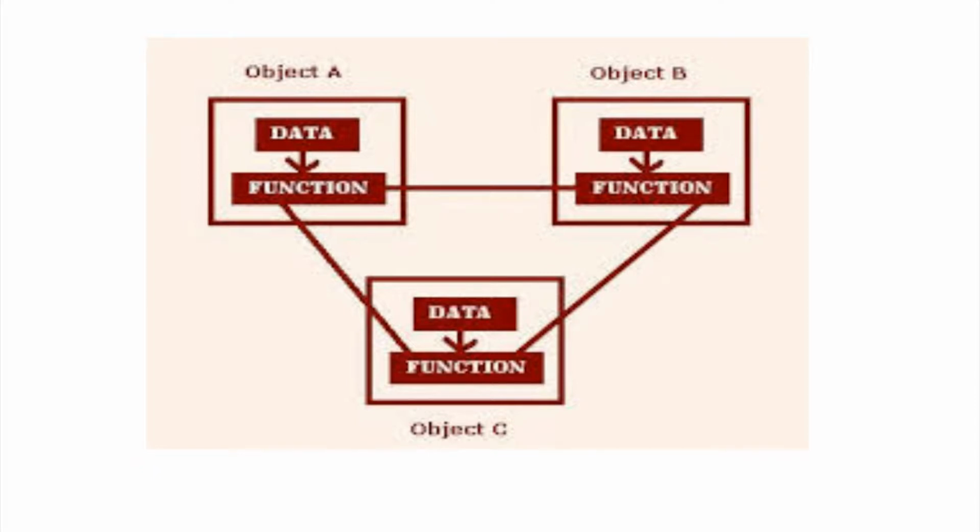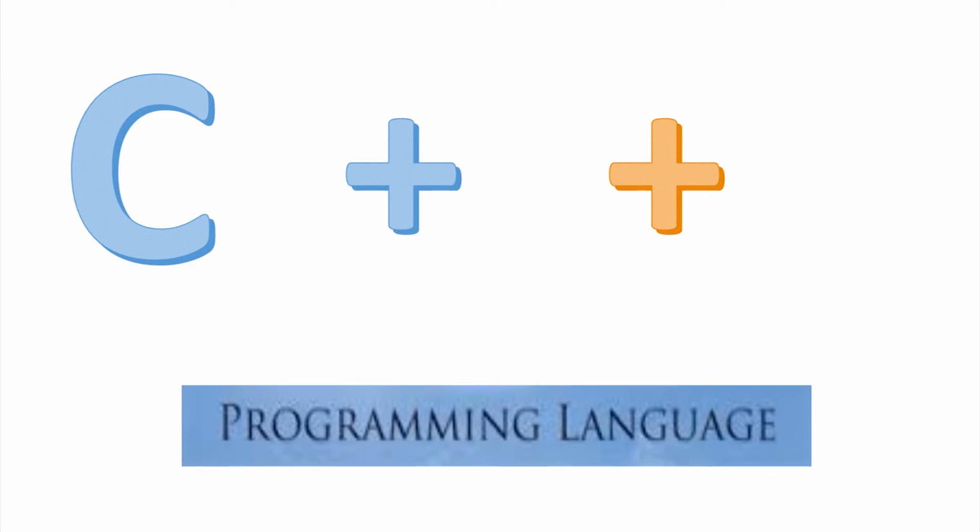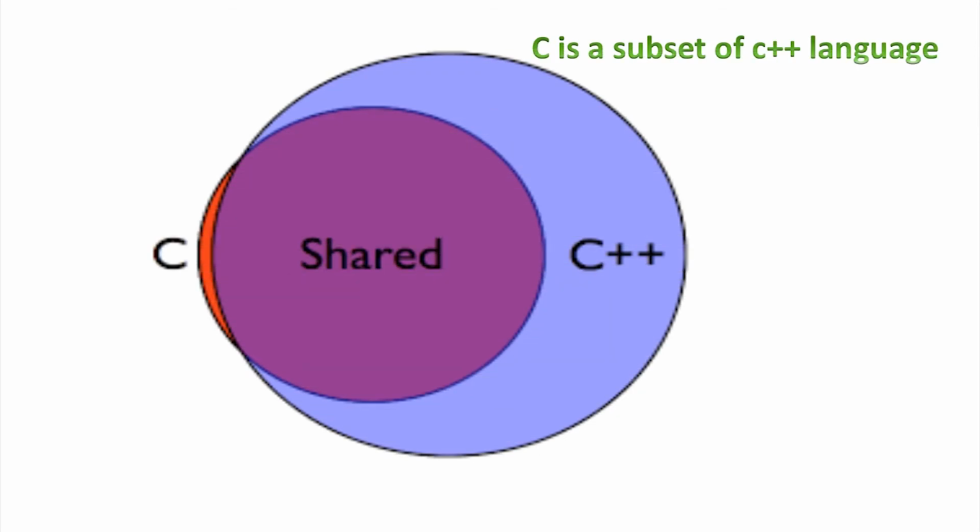The first object-oriented programming language we will study is C++. It directly focuses on objects rather than actions. So C++ is the most popular object-oriented programming language. It is an extension of the C language and has all its features as well. That is why it is called a superset of C.